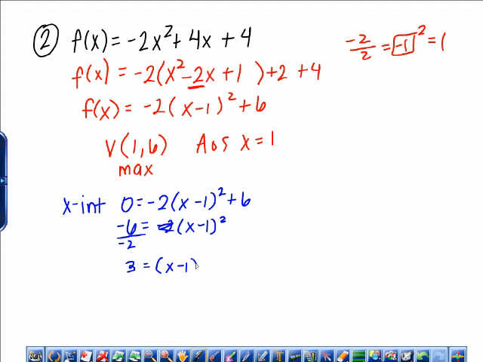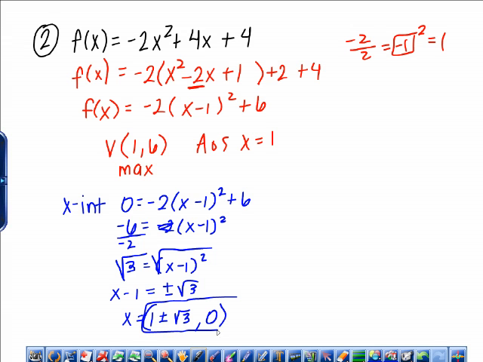So this is going to have some x-intercepts. Now when I square root, I'm going to move the x minus 1 over. Don't forget your plus minus, both positive and negative √3, and then add 1, so I get x equals 1 plus minus √3. So one of my x-intercepts is (1 plus √3, 0), and the other one is 1 minus √3. I'm going to write this as a point using plus minus, cheating just a little bit, but it's okay.